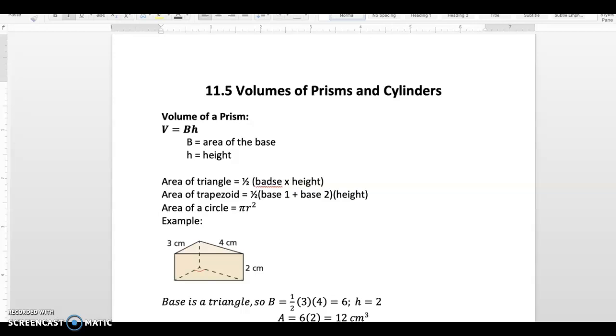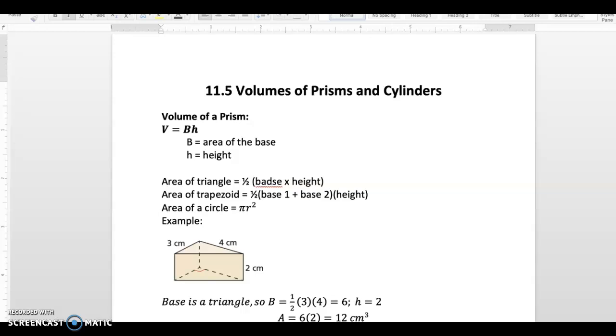This is our last lesson for our distance learning, and it's on volumes of prisms and cylinders. I split this up into two different assignments just to give you the opportunity to get extra points.